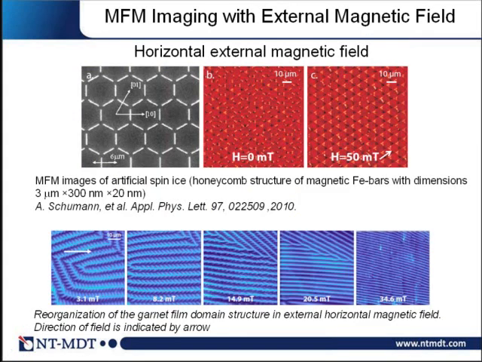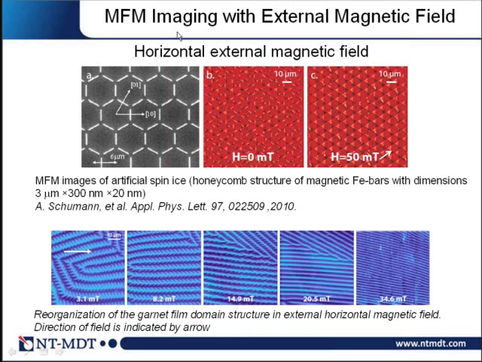A very important feature of MFM images is the magnetic field. Since an applied external magnetic field can change the magnetic state of the sample, it is very useful to be able to obtain MFM images while applying a magnetic field. Here is an example showing you the structure of so-called artificial spin ice, which is nothing else than an artificially prepared honeycomb structure of magnetic dipoles. In this case, these are magnetic iron bars with micrometer or sub-micrometer sizes.